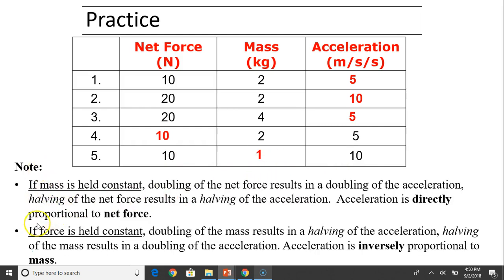Let's take a look at this relationship. If mass is constant in situations 1 and 2, when you double the force, acceleration doubles, because force and acceleration are directly proportional. Now, in the case of 2 and 3, when the net force is constant, if you double the mass, acceleration is halved. That is because acceleration and mass are inversely related.